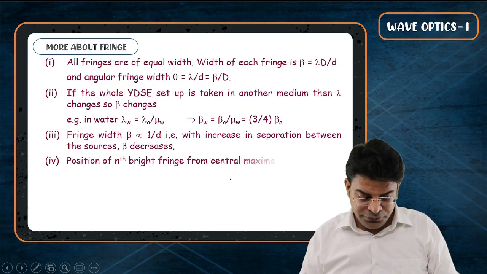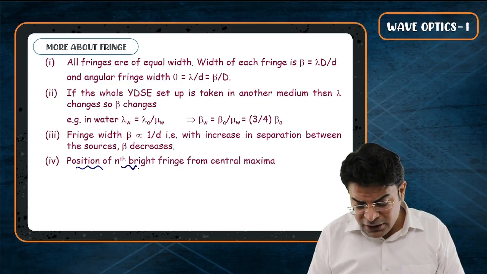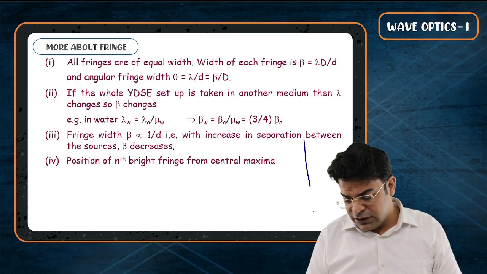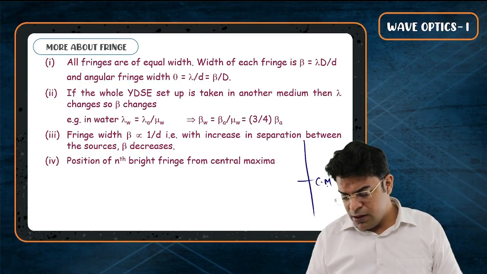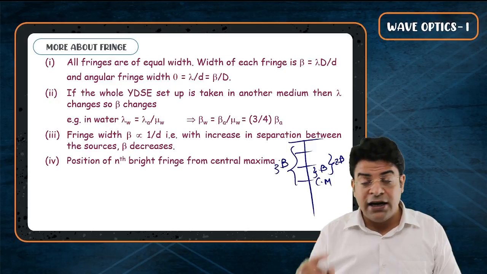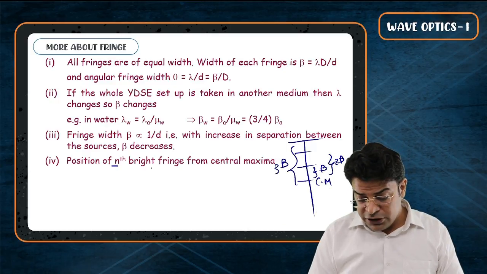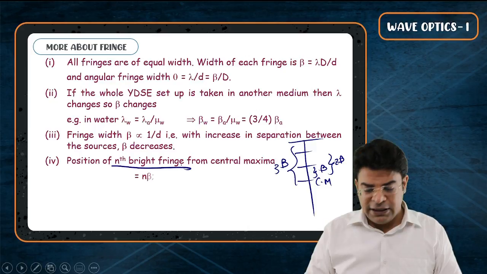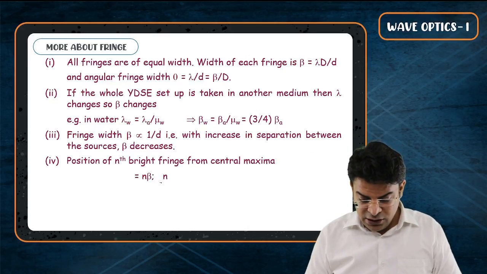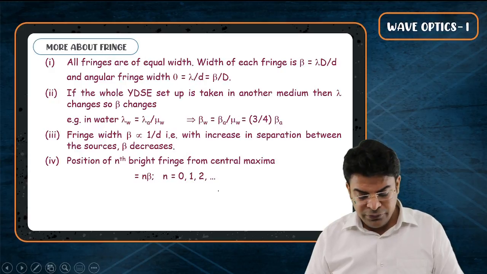Next point. Position of nth bright fringe from the central maxima will be where? There is the central maxima. The first bright is at distance beta, second bright at distance 2 beta, third bright at distance 3 beta, fourth bright at distance 4 beta. So the position of nth bright from central maxima will be nothing but n beta. So easy to remember, where n is 0, 1, 2, 3.